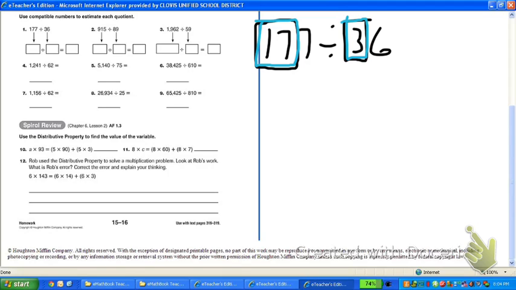See, so 3 cannot go into 17. 3 can go into 15. I'm sorry, 3 can't go into 16. 3 can go into 18, not 16, but it can also go into 15. Since 177 is closer to 180, we can go ahead and do that. So 36 will be estimated at 30, and 177 will be estimated at 180.